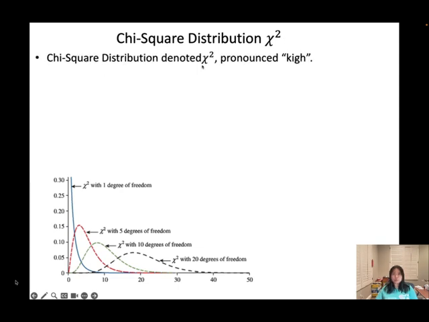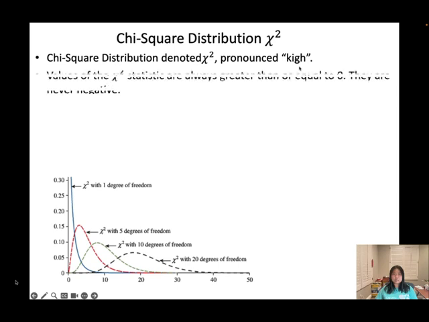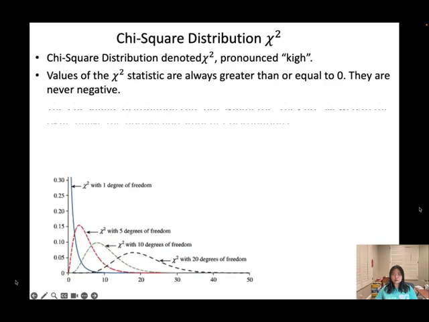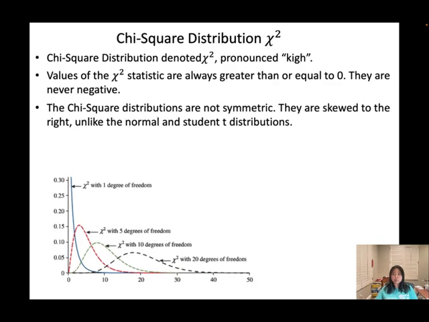The chi-square distribution is denoted chi-square, pronounced chi. Values of the chi-square statistic are always greater than or equal to 0. So you could see we don't have negative numbers. Chi-square is always positive, unlike the Z distribution and T distribution, which have both positive and negative values. Chi-square distributions are not symmetric. They are skewed to the right, unlike the normal and the student T distribution. You can see they will usually be skewed to the right.